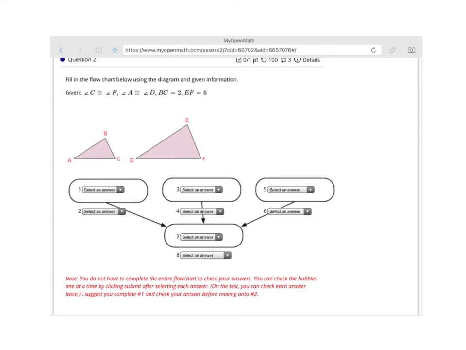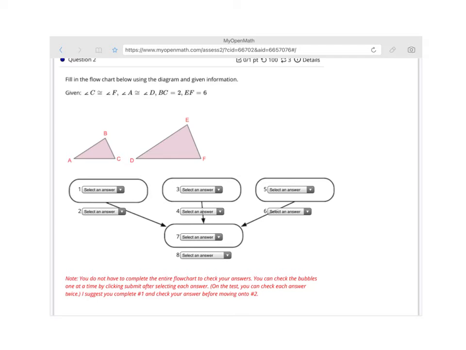Okay, so the three ways that we can tell if triangles are similar are side, side, side; side, angle, side; and angle, angle. What it means when I say side, side, side is that if I look at the corresponding sides of the triangles, the ratios of those corresponding sides are all the same.